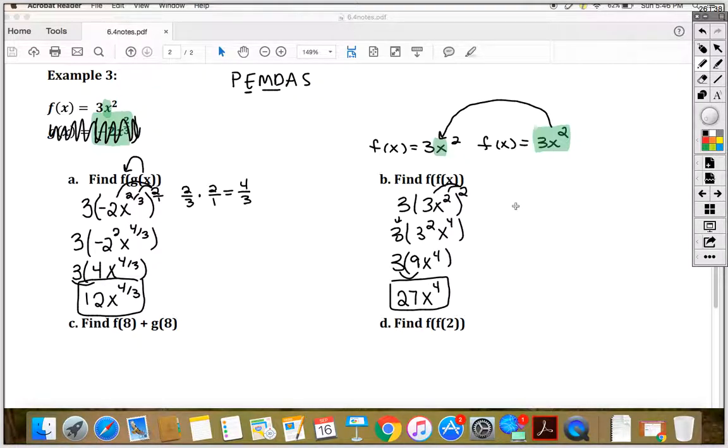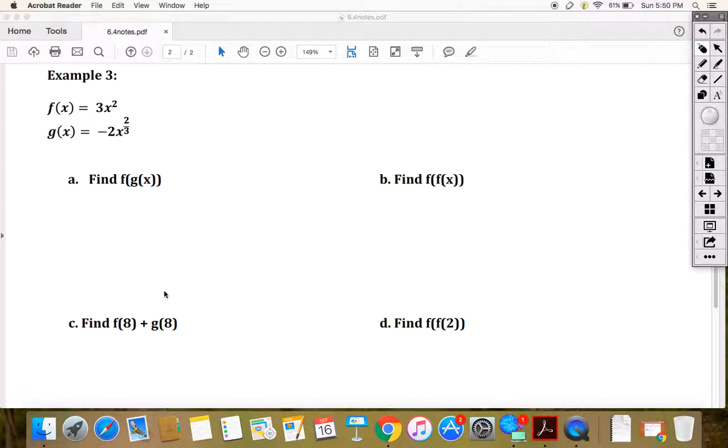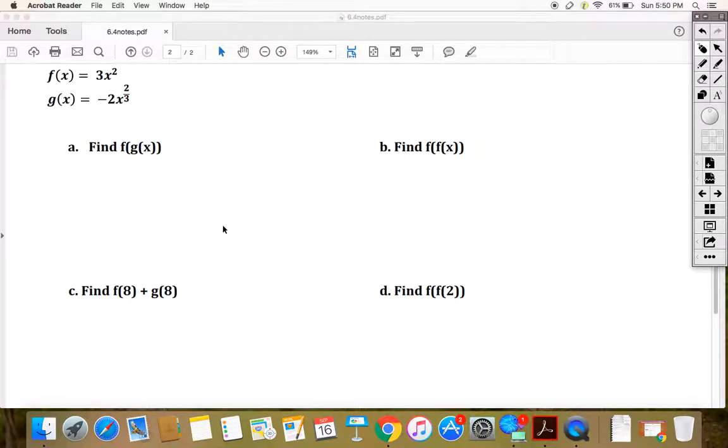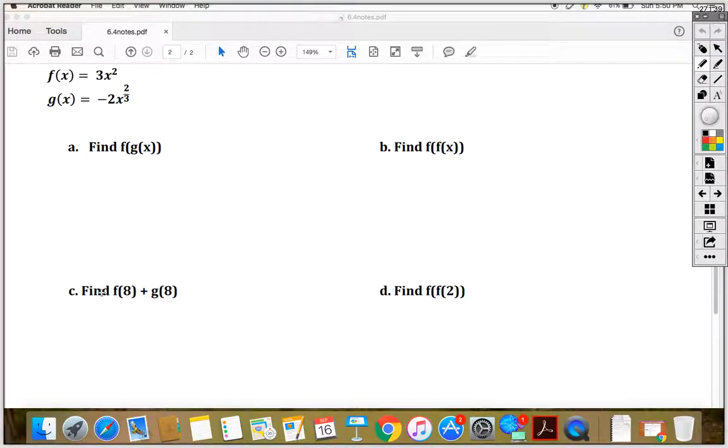Okay. So the last two, as you can see, are a little bit different because they have numbers inside of the parentheses rather than a variable like x. So I'm going to move this down. We're still using those same two functions. This one we want to find f of 8 plus g of 8. So essentially I'm adding the functions together and I'm plugging in 8 for x. That's what that's telling me to do.